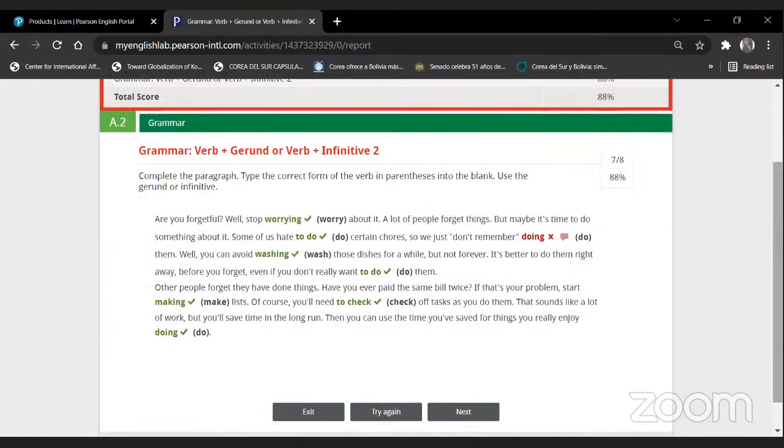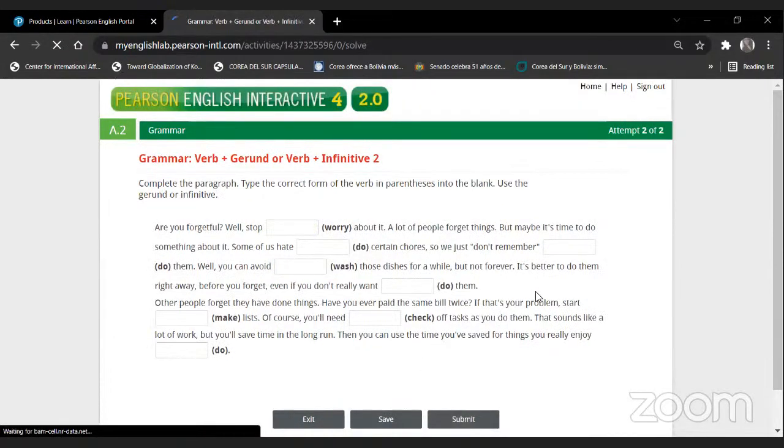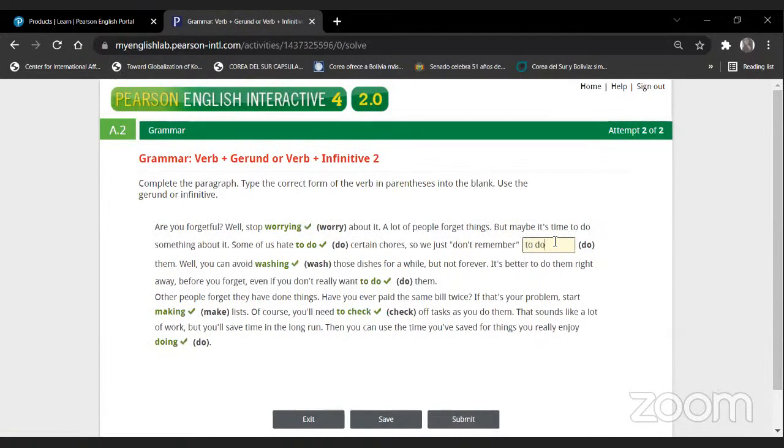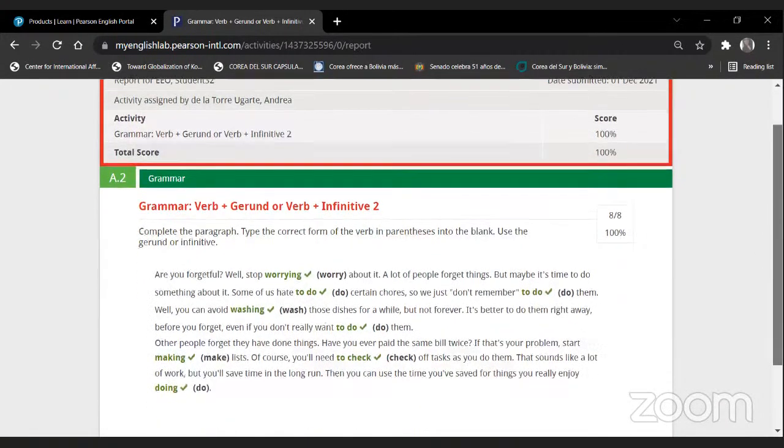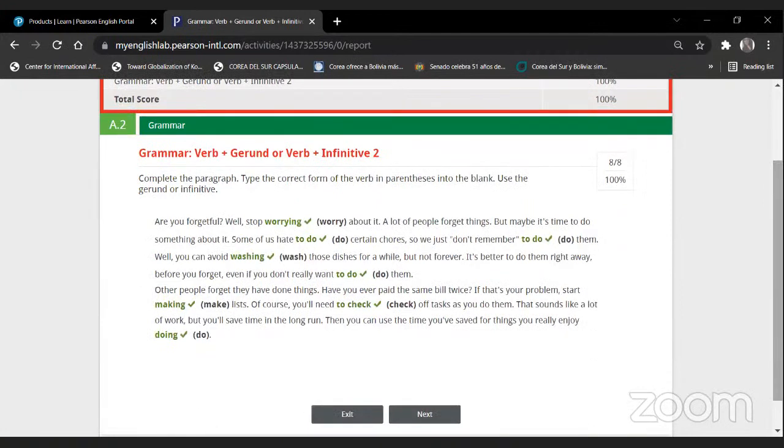Oh, yes. So I was telling you this, right? Remember is the other verb that works with both. In that case, yes, with infinitive. Perfect. Now it's okay. Great.